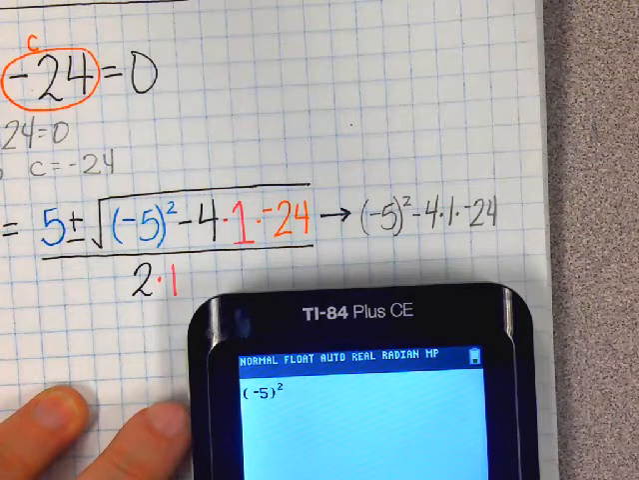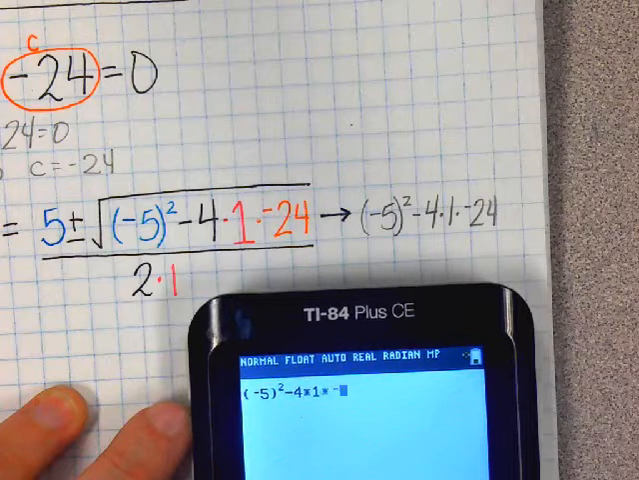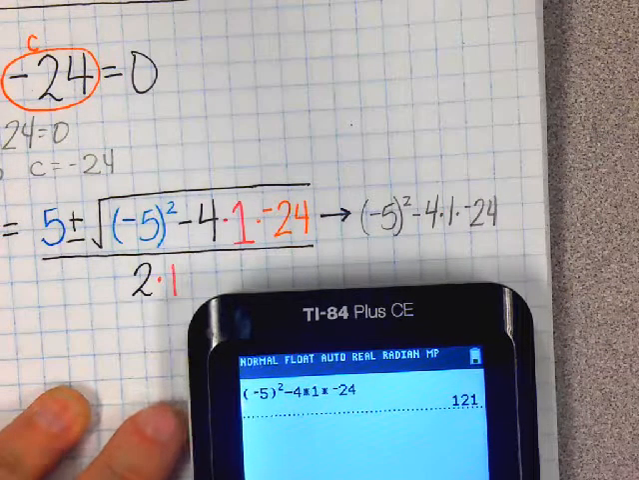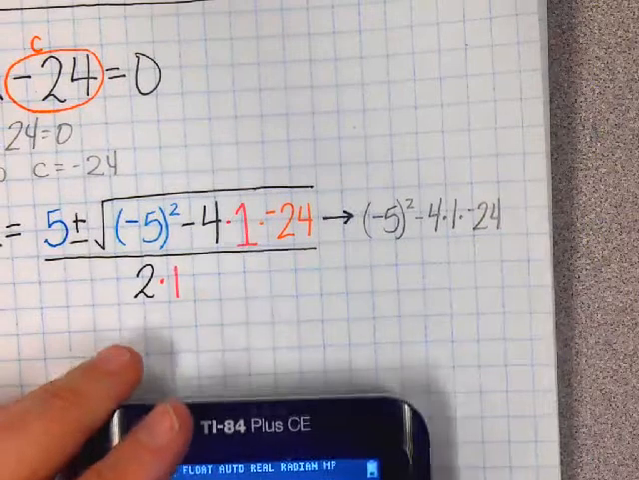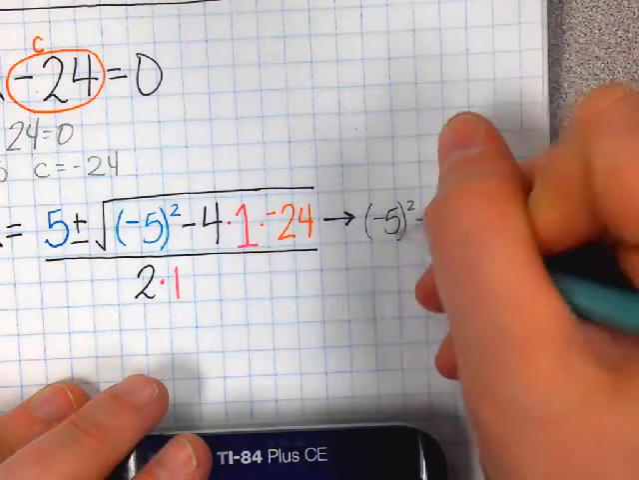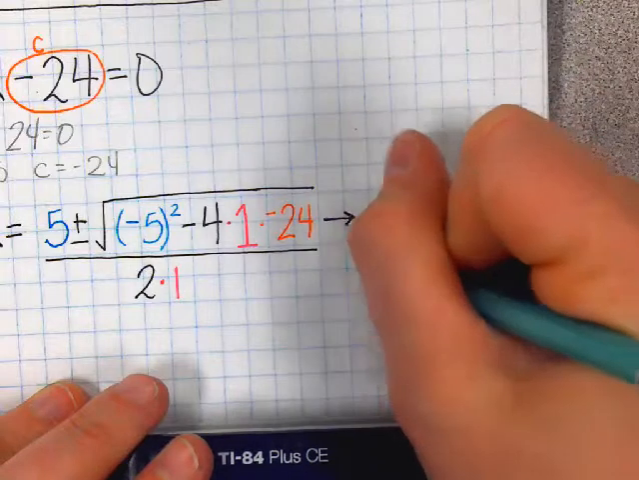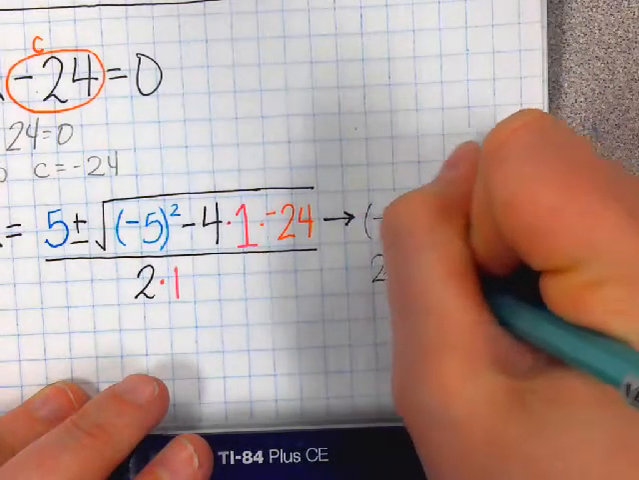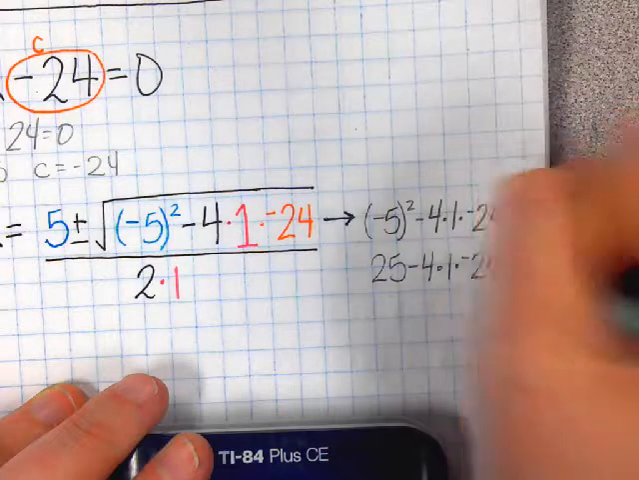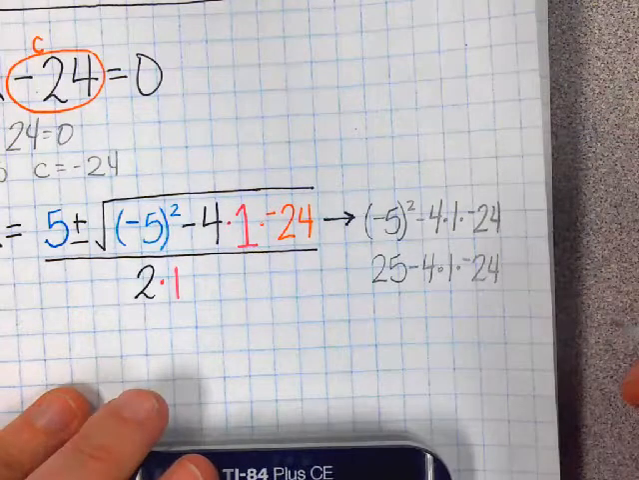Squared, minus 4 times 1 times negative 24. You can type all of that in, or I'm going to actually show it to you just so that you can see it. So 5 squared, or negative 5 times negative 5, a negative times a negative is a positive. So it'd be 25 minus 4 times 1 times negative 24.